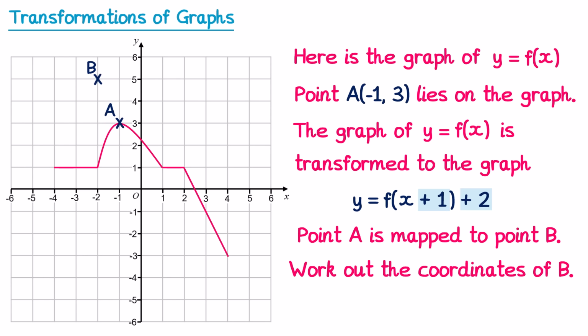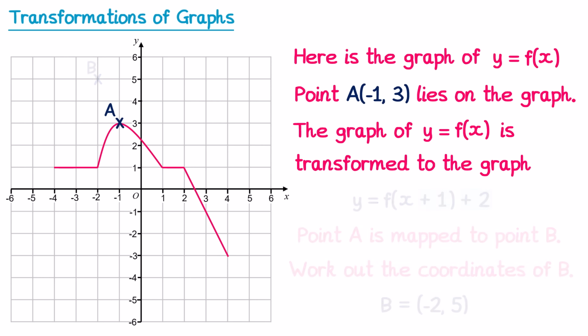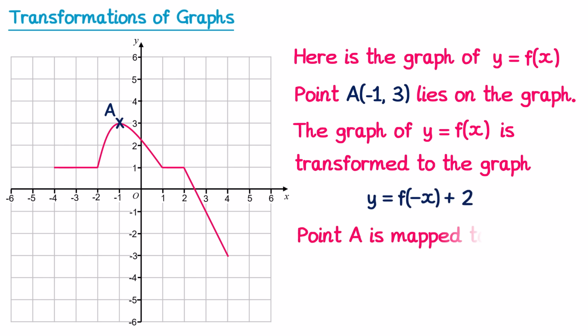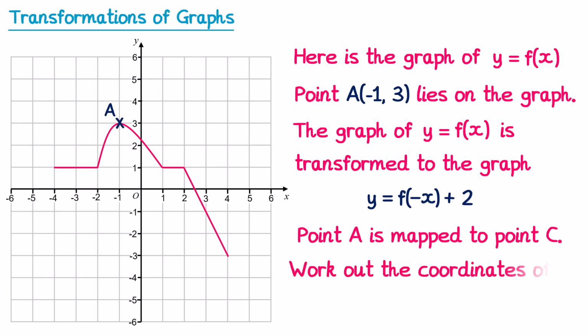So we didn't need to translate the entire graph, we just did the point that we were interested in. So the coordinates of point B are negative 2, 5. Let's try a second example of this. So what if this time the function was y equals f of negative x plus 2? This time point A is mapped to point C and we need to find its coordinates.